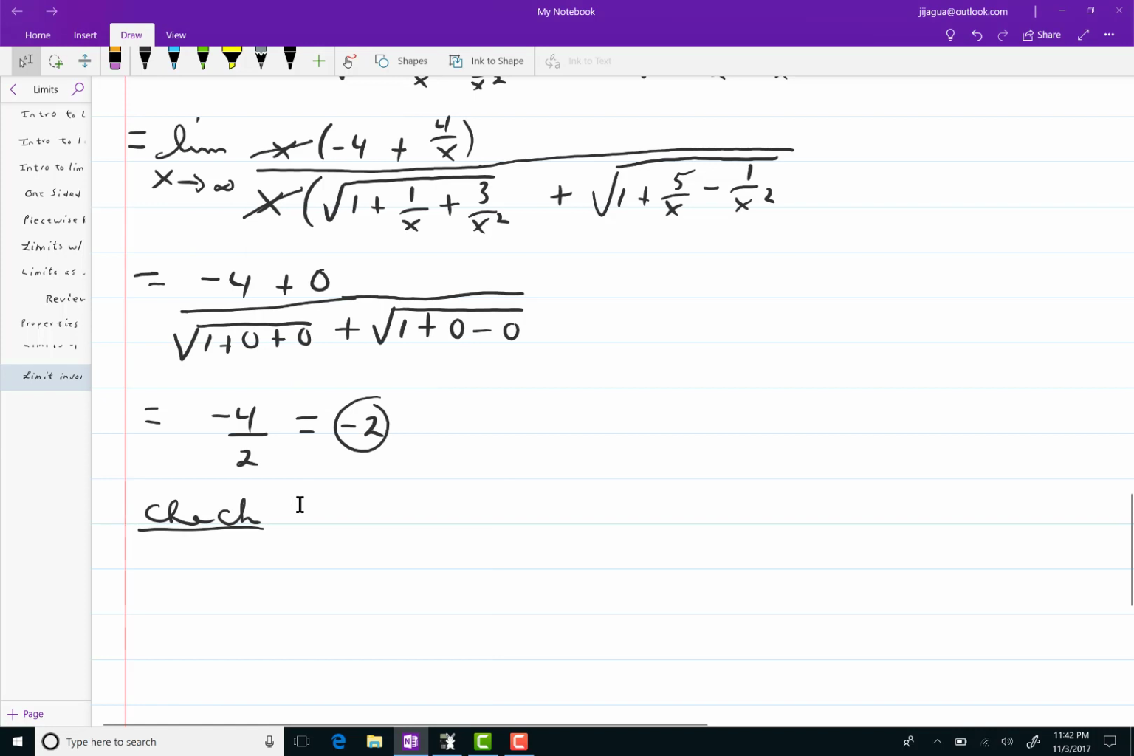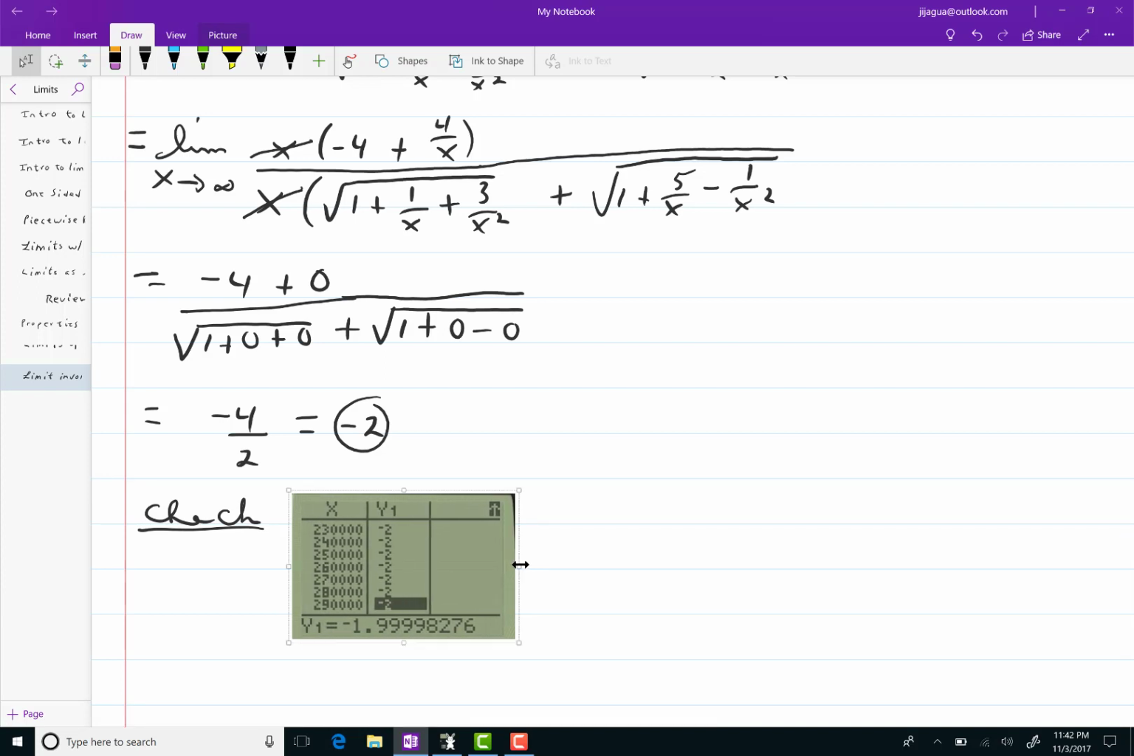So let me go ahead and copy and paste that in. Of course, just stretching it out so you can see what I'm talking about. Basically the whole screen to me indicates that the limit is negative 2. So this checks with what I did by hand.